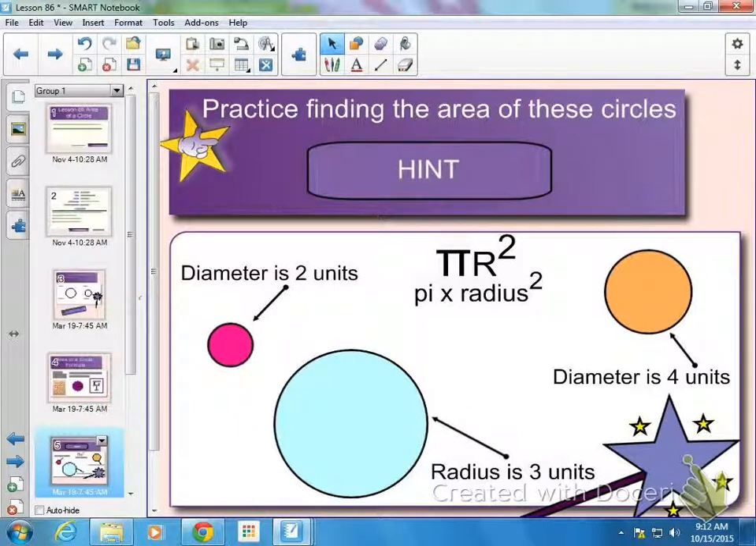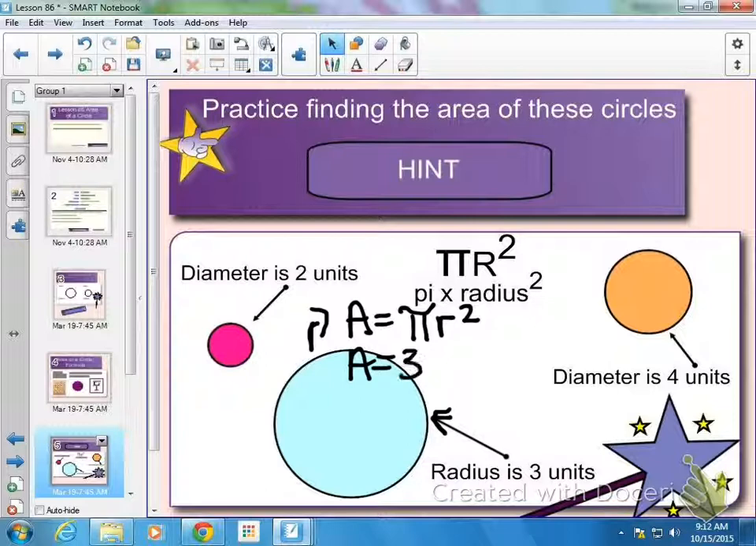So on this one, if this circle has a radius of 3, can I plug it in and solve for it? Sure, I'm on the blue circle now. So area equals pi r squared. So area equals 3.14 times 3 squared.